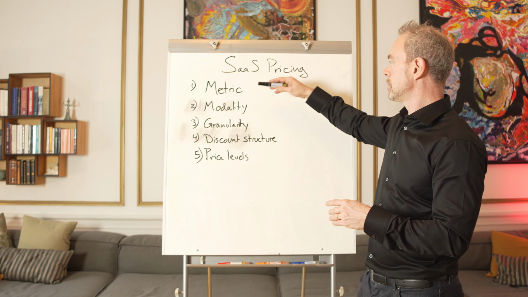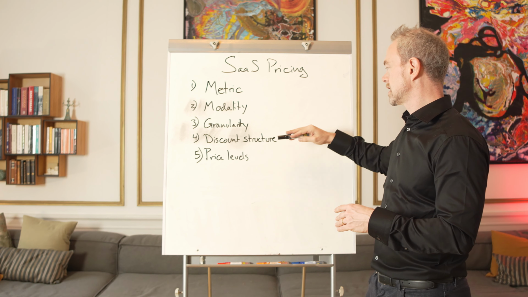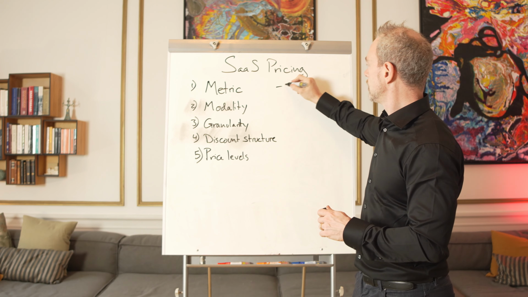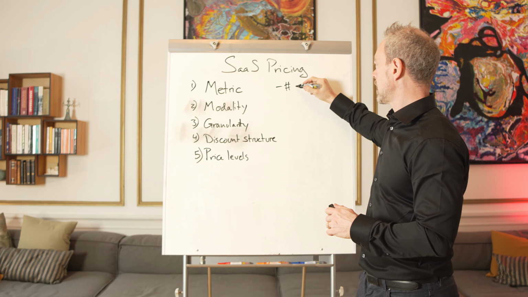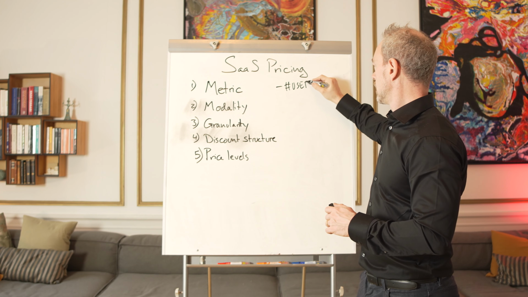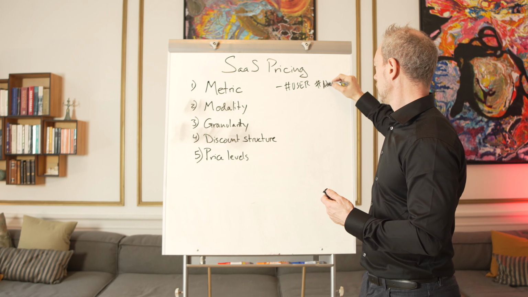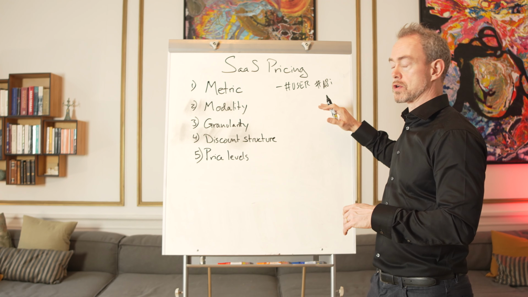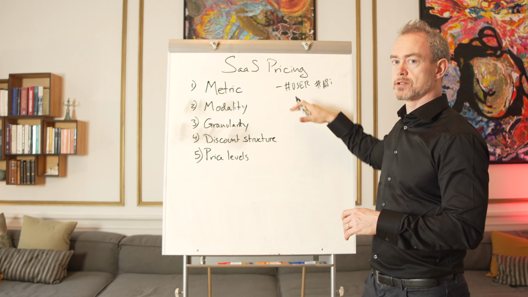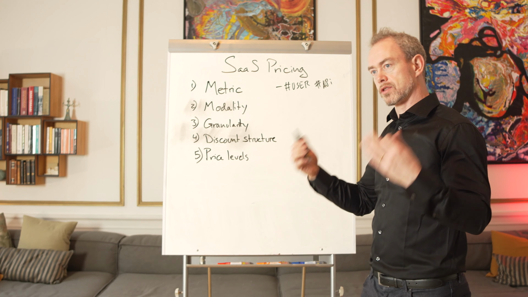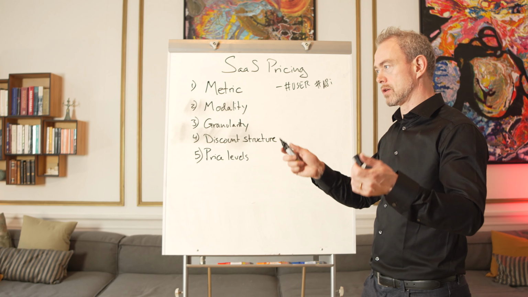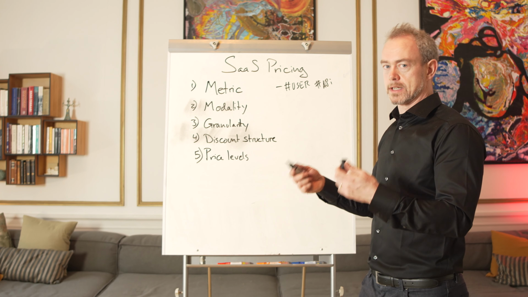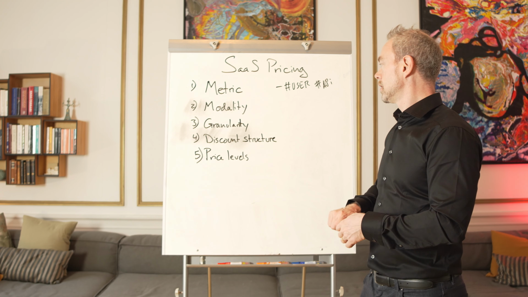We have these 5: metric, modality, granularity, discount structure, and then price levels. So metric is simply the unit that you price by. So let's say it's per user or per API call, or whatever it is that you actually run through the platform, you count and then you charge. It can actually also just be flat, so this software costs $1,000 per month to use, right? So we're not counting anything except that you're buying it. So it's a flat metric in that way.